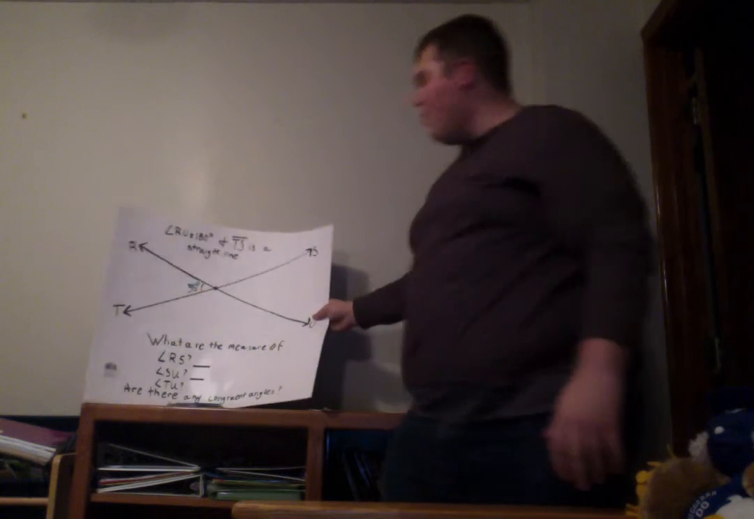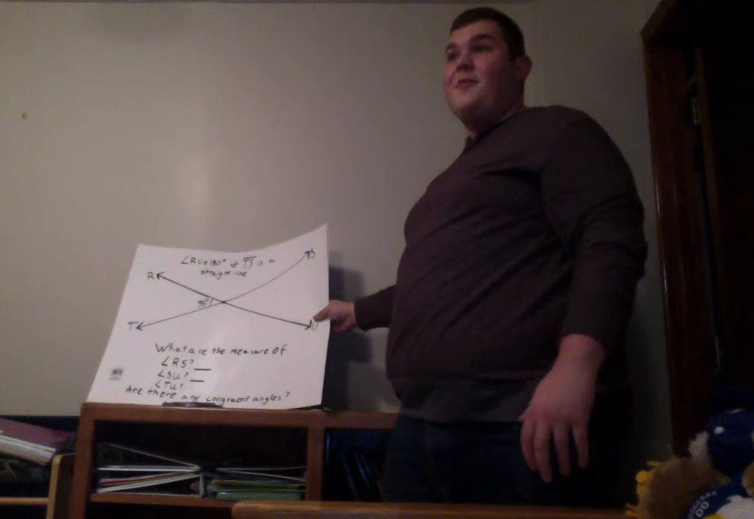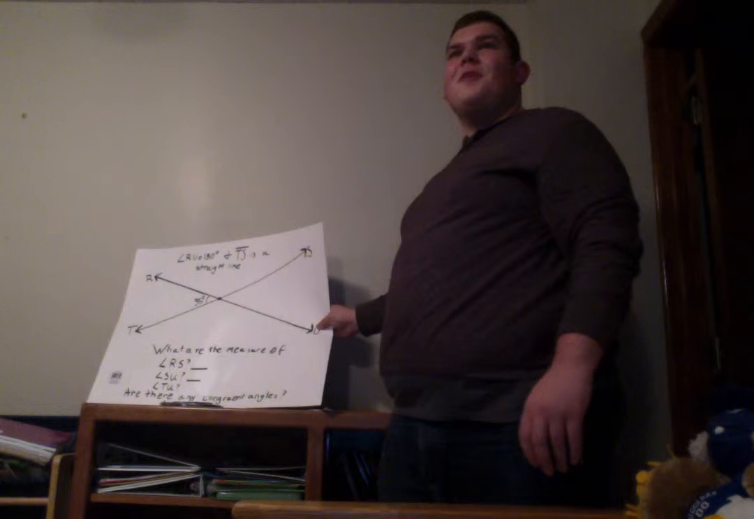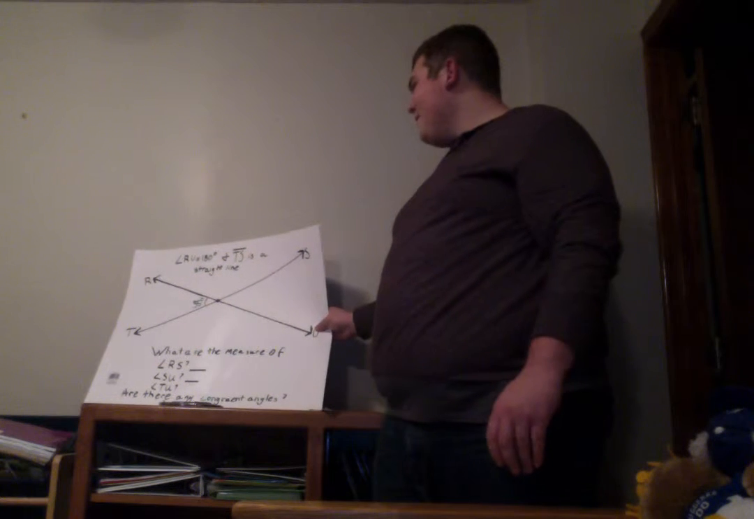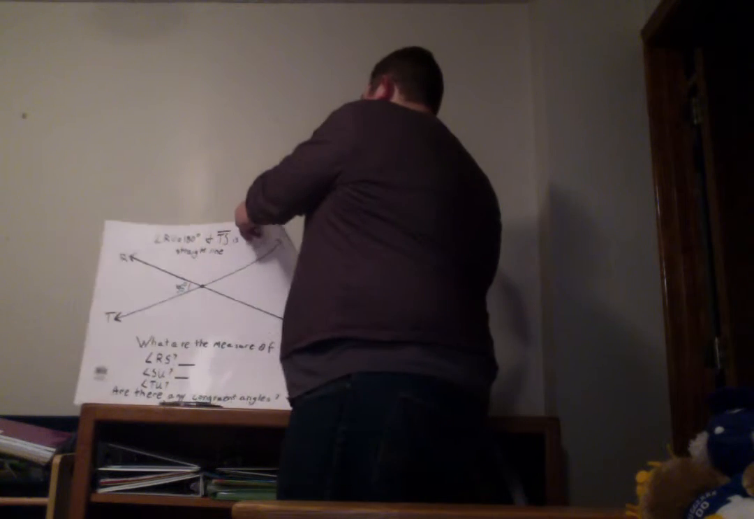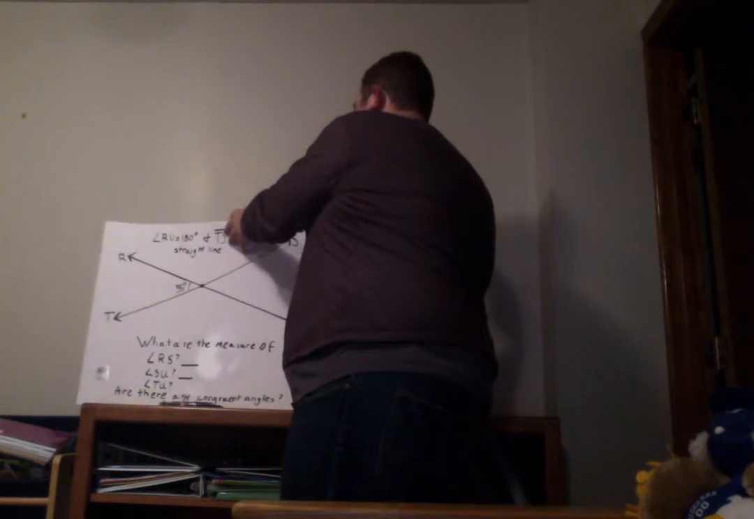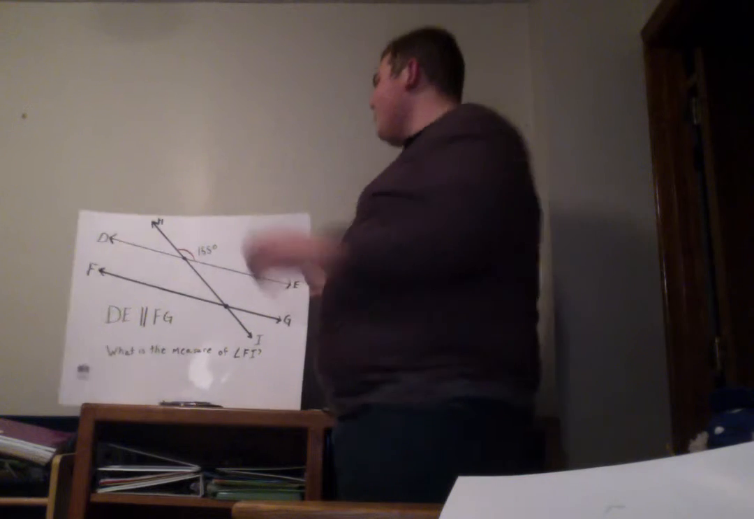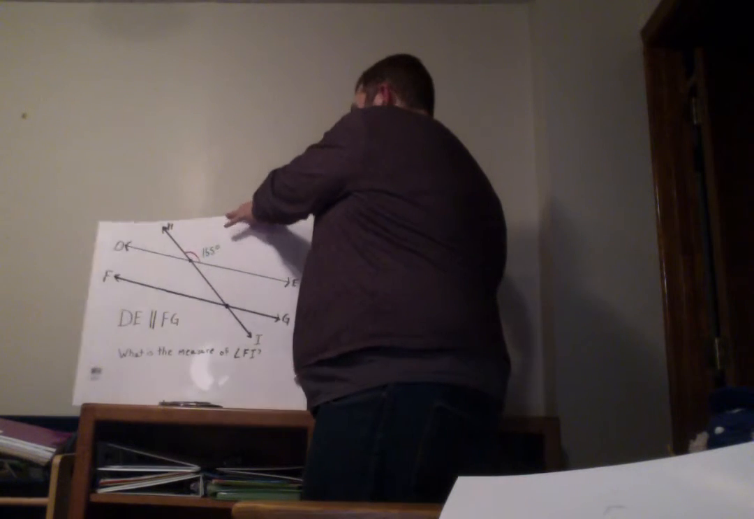Next question. Are any of these angles congruent angles? Yes. What two angles are congruent? RS and TU. Okay. RT and SU. Next, we're going to do parallel lines.